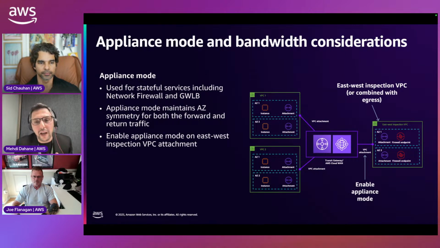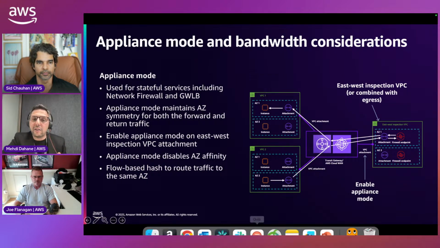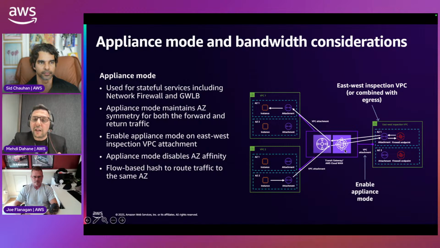No other attachment will need to have appliance mode, because I see sometimes customers get confused and enable it in different places. It's only that attachment that will need appliance mode. The way appliance mode works is, as you see, forward traffic will pick one AZ, we send the traffic, and then return traffic, even though it's coming from AZ2, TGW and Cloud WAN will ensure that it goes back to the same firewall. It uses a flow-based hash mechanism to do that, and disables what we call AZ affinity, which is on by default in Cloud WAN and TGW. AZ affinity means if TGW receives traffic from AZ1, it will prefer to send it to AZ1.